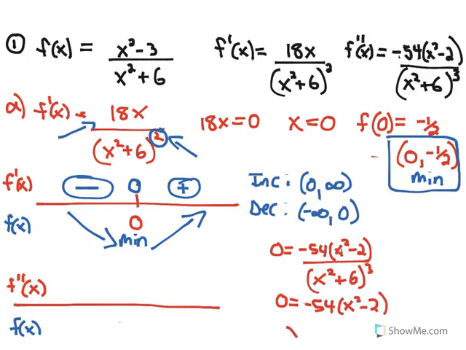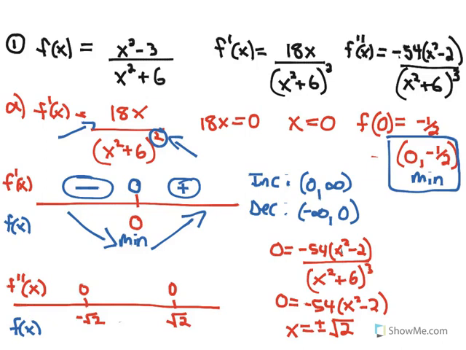This will be 0 when x equals plus or minus root 2. Don't forget the plus or minus. That's what will make the bracket 0. So I'm going to put those values on here, negative root 2 and positive root 2. I'm going to put little zeros above because that's what the second derivative is at those points.